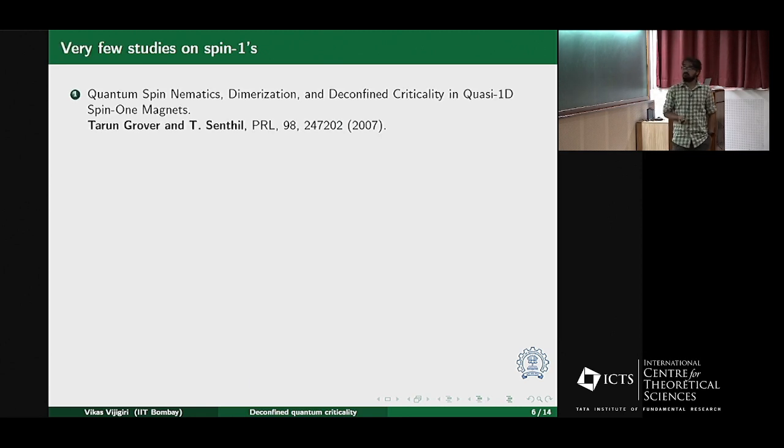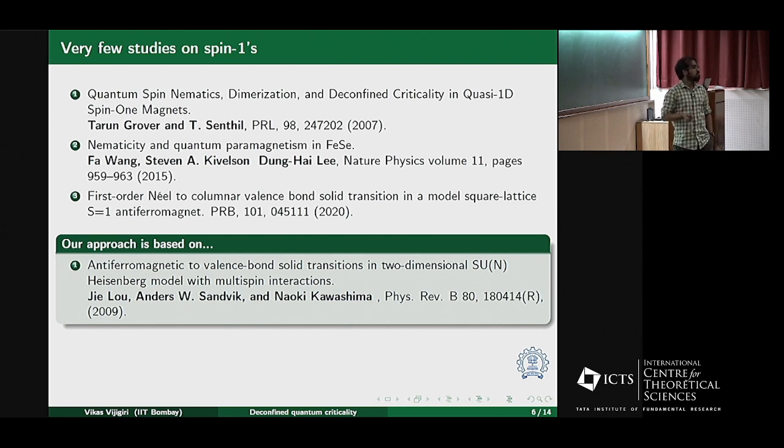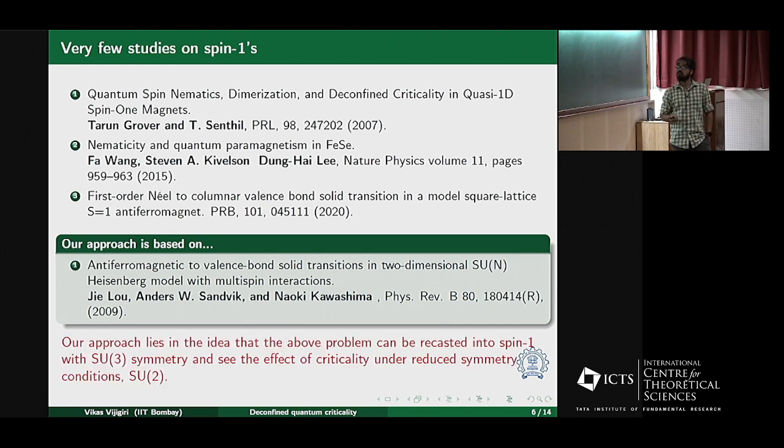I can give you numerous studies where people are seeing first order transitions in this system. But our approach for this model is based on one particular paper where they studied the continuous phase transition for SU(N) general models, where they vary the parameter N and see this Néel to VBS phase transition. So we will try to recast this problem into a spin-1 problem and fix the symmetry SU(3), and see if we can get this continuous phase transition in such a scenario.